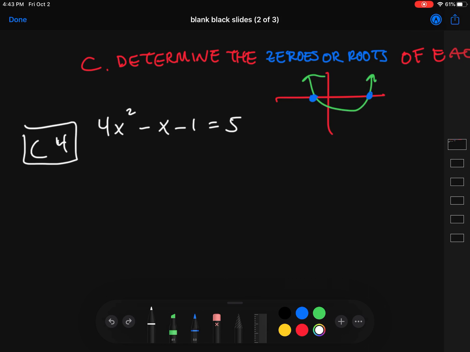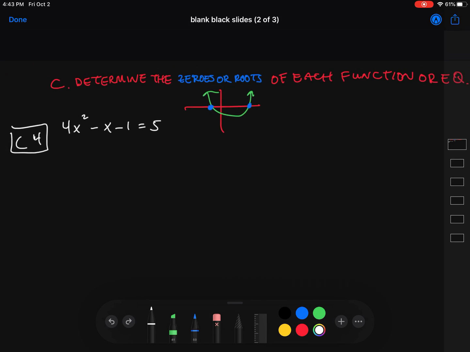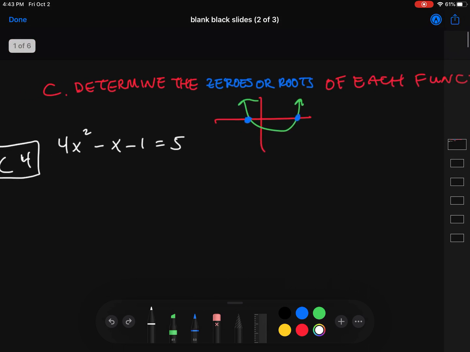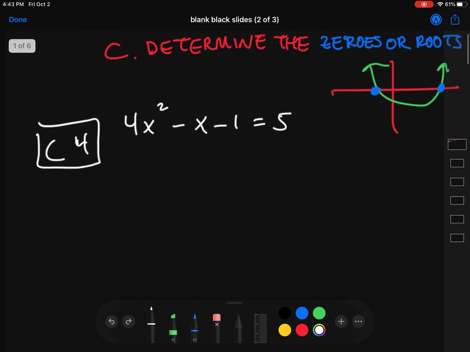All right, let's go over C4. Determine the zeros or roots of each function. Remember there in blue, we're trying to find those blue dots on the x-axis. Here's C4: 4x squared minus x minus 1 equals 5.